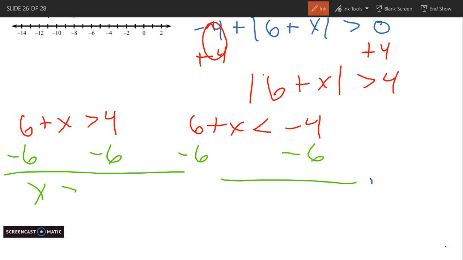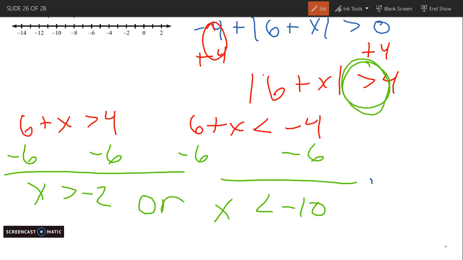That gives us x greater than -2 and x less than -10. It started out over here as greater than, so we're going to go with or. Once the absolute value was by itself, we got a greater than sign. So that's where we get our or from. We want to be bigger than -2 or less than -10.